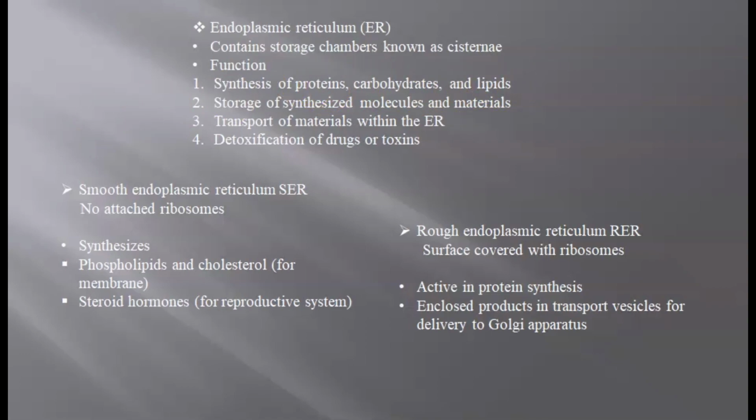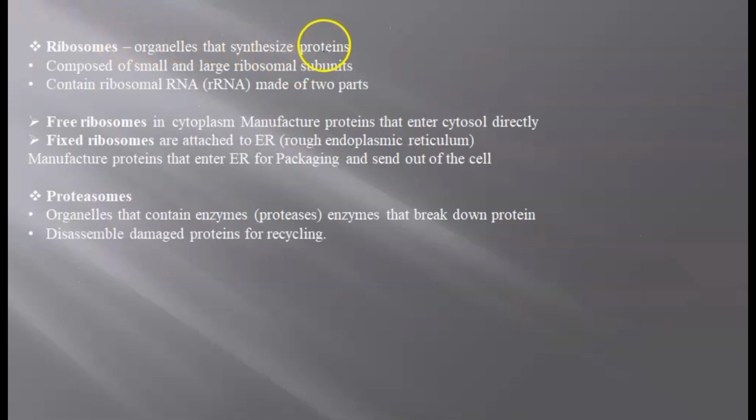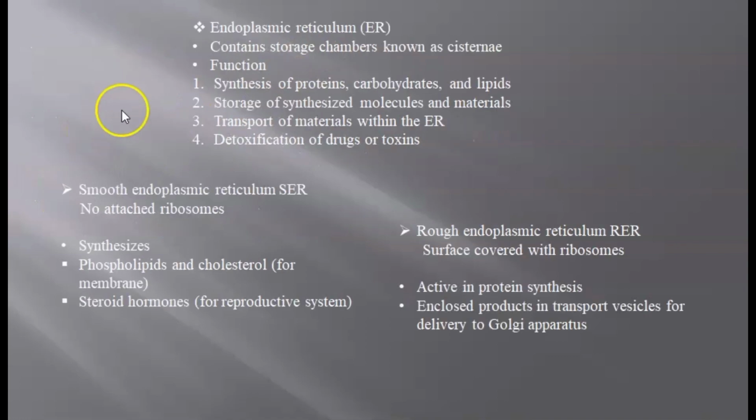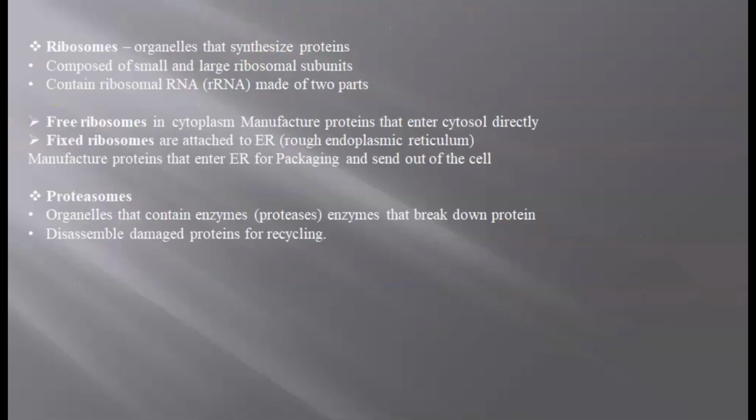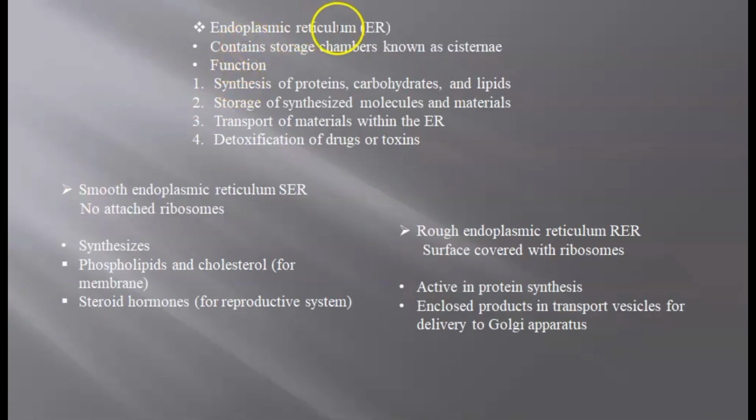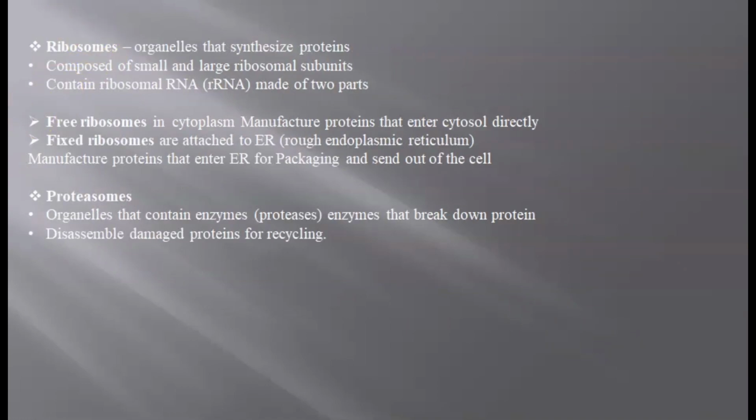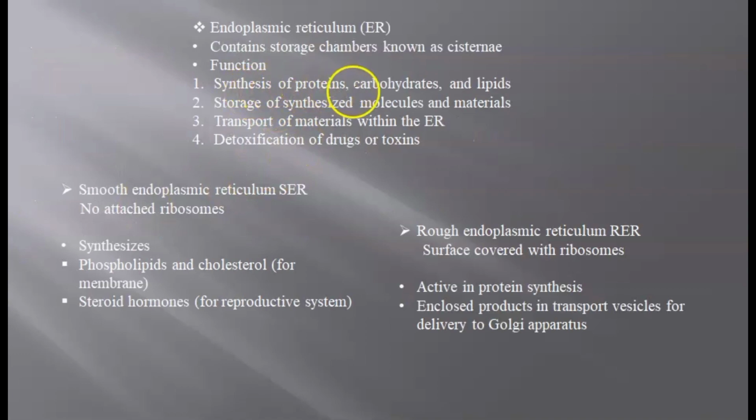I've shown you before that ribosomes are used to synthesize protein. On this point, we also understand that the protein synthesized at the ribosome sends itself to get attached to the endoplasmic reticulum for packaging and sending out of the cell. That's what we said earlier, so there's no contradiction there. But at this point, we say the endoplasmic reticulum is also used to synthesize protein, carbohydrate, and lipids. It is also used for storage of synthesized molecules and material.